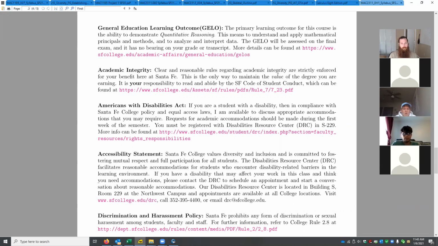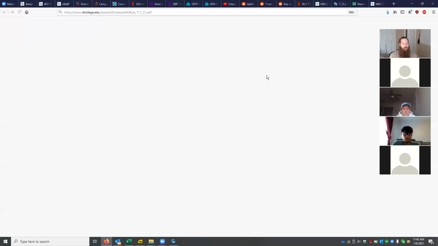Clear, responsible rules regarding academic integrity are strictly enforced for your benefit. This is the only way to keep your degrees valuable, right? If we let people cheat, then your degree doesn't mean anything. So please don't cheat. It's your responsibility to read and abide by the student code of conduct. So please take the time to read this link.